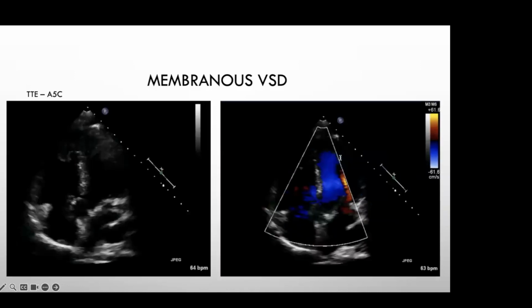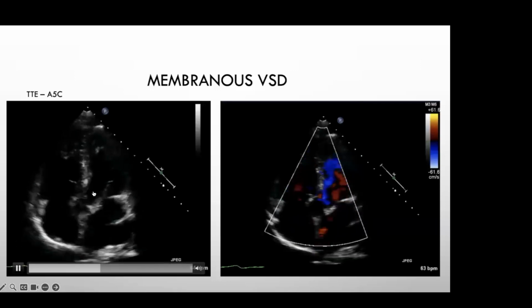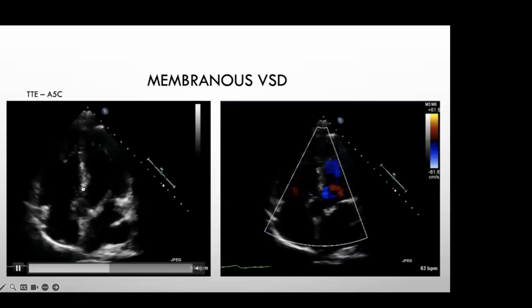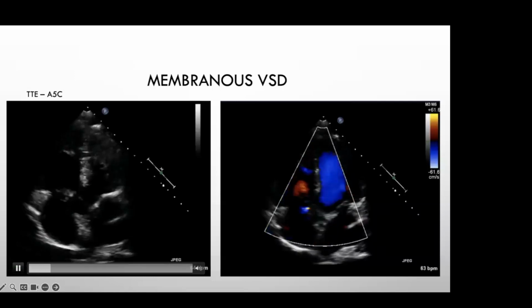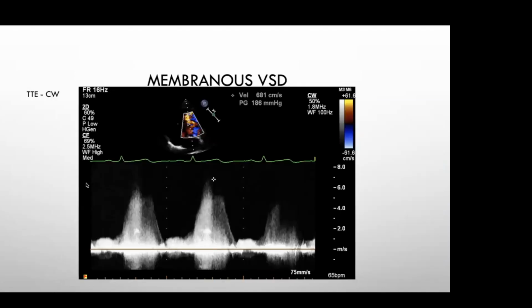And then it can also be seen quite well in the apical 5 chamber. So again, demonstrating the perimembranous defect right around here with high velocity color flow. And then finally, CW continuous wave Doppler through the VSD, demonstrating high velocity flow well above the 64 millimeters of mercury cutoff, which suggests a small restrictive VSD.